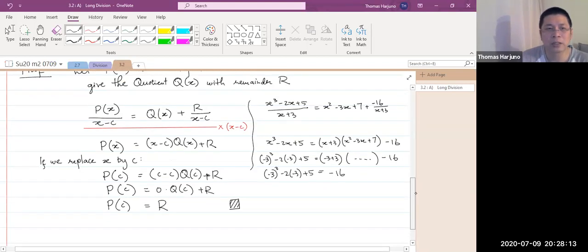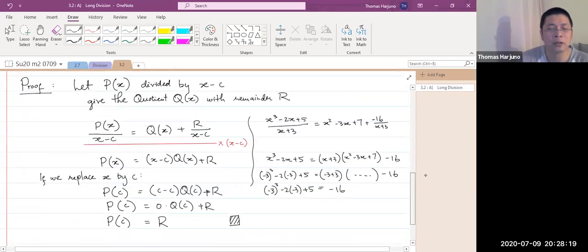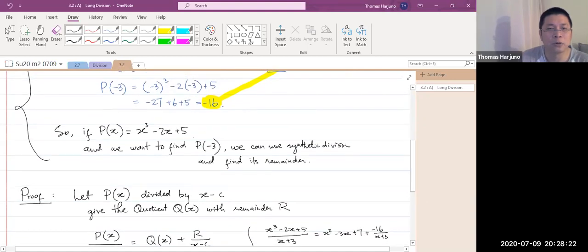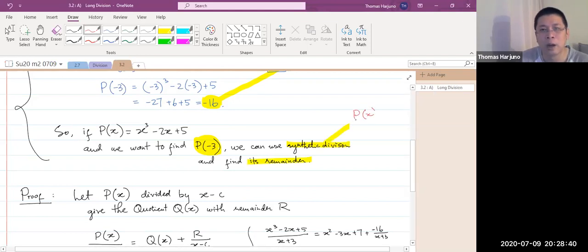Okay, so that's the remainder theorem. To find the value of the polynomial at a certain number, in this case negative 3, I can use synthetic division and find the remainder. I divide that polynomial by x plus 3. Instead of plugging negative 3 into the polynomial, synthetic division will be much faster if you know how to do it fast.